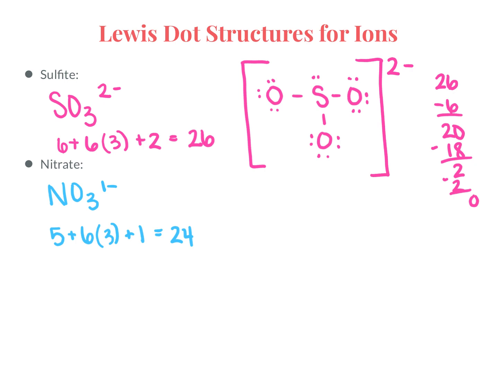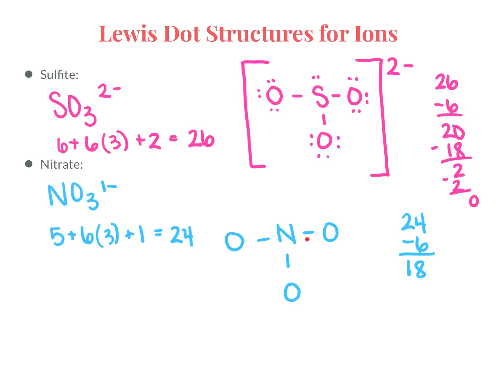Which atom will go in the center? Okay, nitrogen. We'll put the oxygens around it. Okay. And then we'll work on our tally. So we started with 24. How many electrons did we use in the single bonds? 6. Okay, so how many do we have left? Okay, 18. So I'm going to go start with this oxygen again.